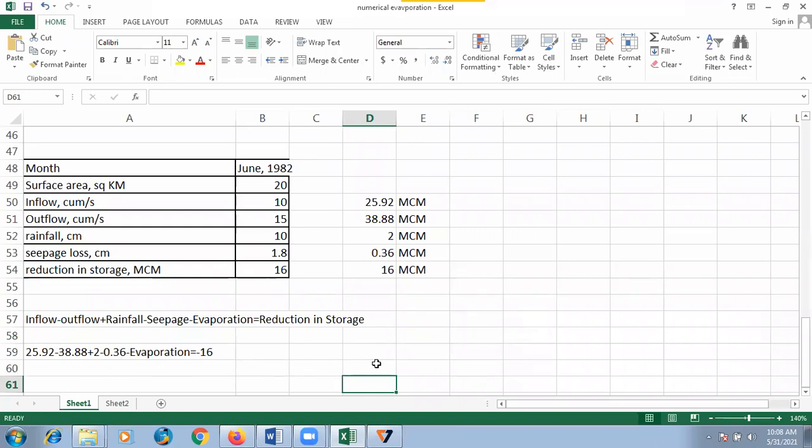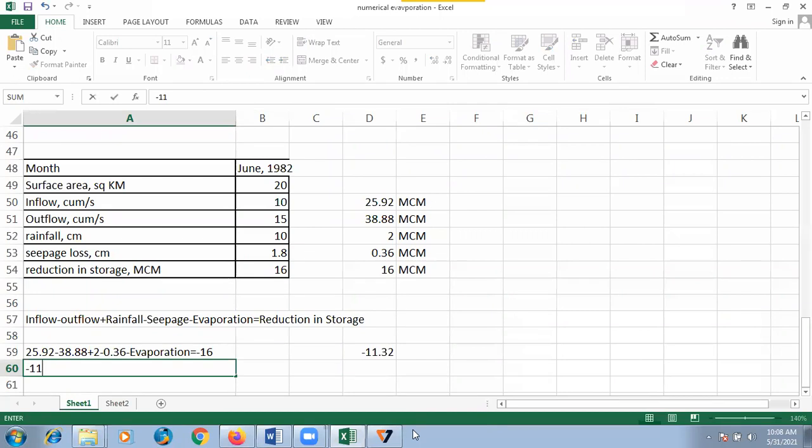Okay, now I will just simplify this. 25.92 minus 38.88 plus 2 minus 0.36 will be minus 11.32. Therefore, this value is minus 11.32, minus evaporation, is equal to minus 16.